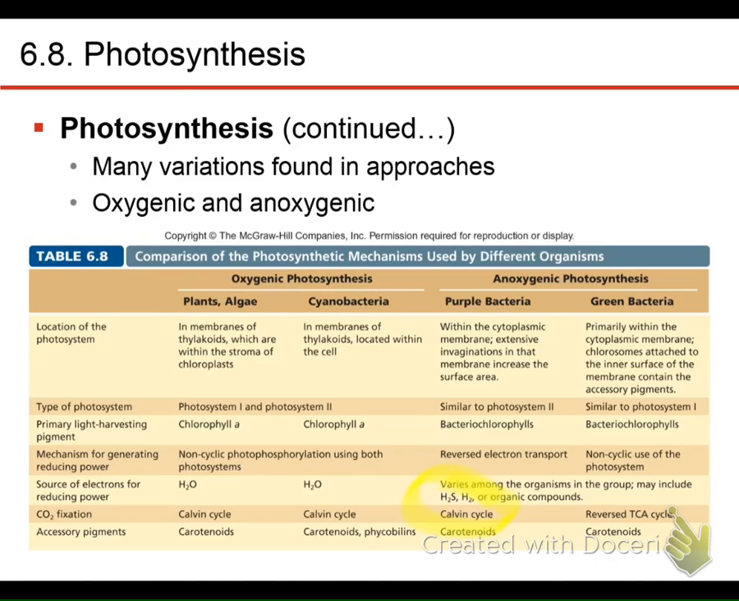So fixing CO2 in these guys works just like it does in the plants, the algae, and the cyanobacteria. They also have the carotenoids as their accessory pigments. All right, one more group to look at. Don't lose me yet. The other one is the green bacteria.